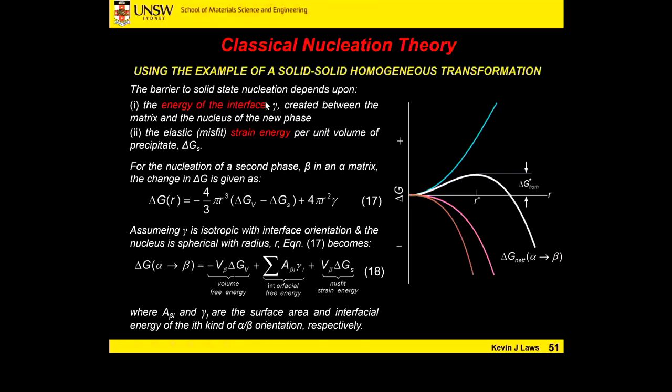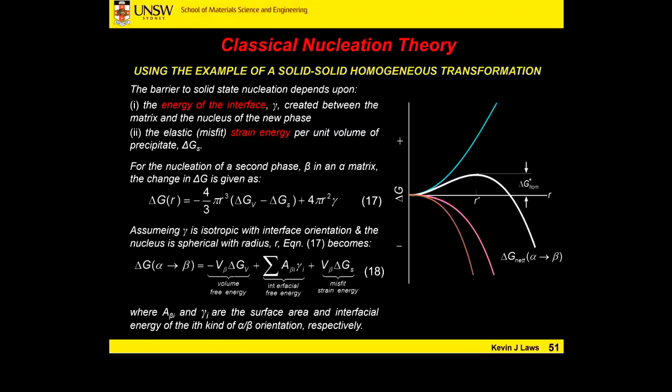The barrier to solid state nucleation depends on the energy of the interface, gamma, created between the matrix and the nucleus of the new phase. That's the one that's the same as in the solid liquid case. It'll be a gamma SS, I suppose, in this case. There's also another factor now, which is the elastic misfit or strain energy per unit volume of precipitate.